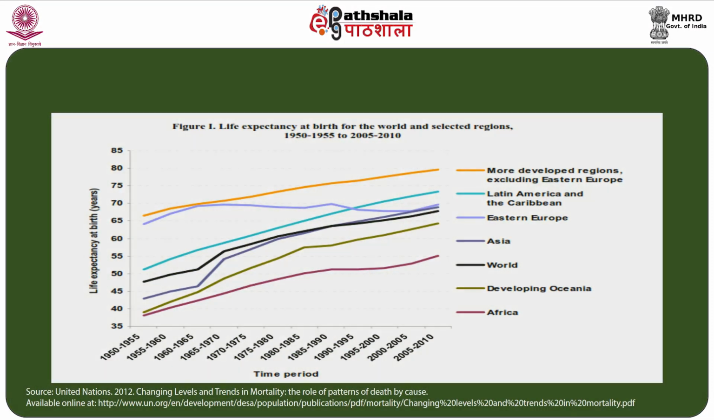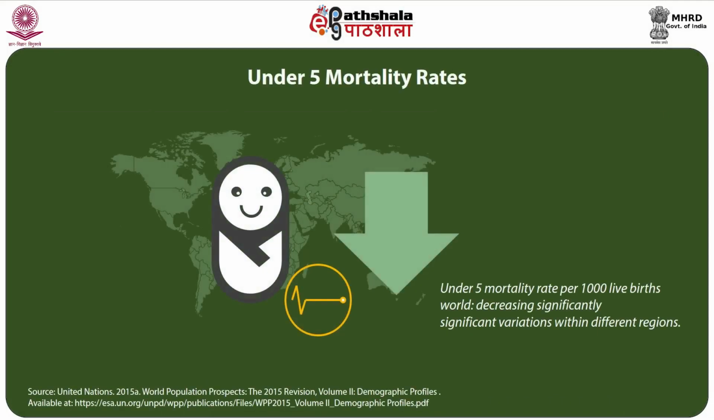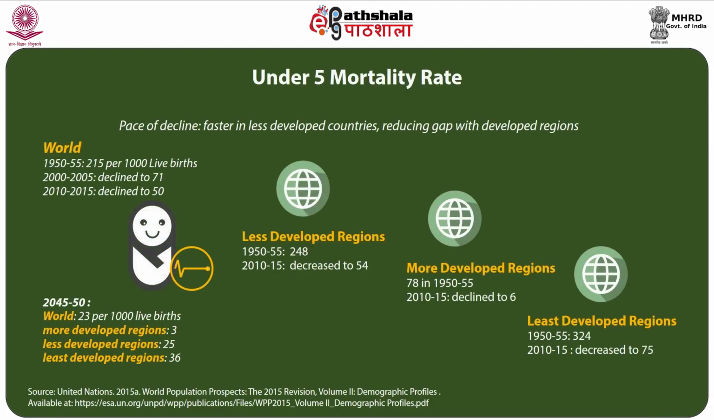What about the under 5 mortality rate, which is also important for us to analyze when we look at mortality trends? While in the world as a whole there is a steady decrease, there are also significant variations within different regions of the world. For instance, if we take the world as a whole, childhood mortality was as high as 215 per thousand live births in 1950 to 55, came down to 71 in 2005, and further declined to 50.